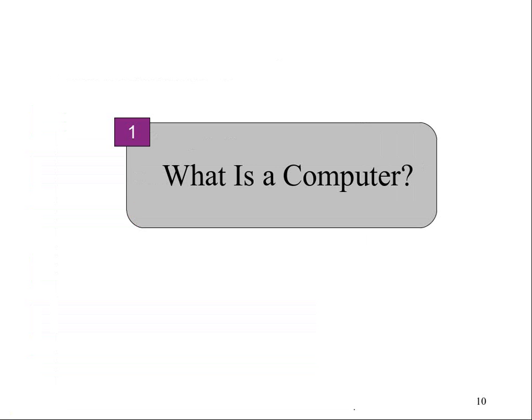What is a computer? Well, a computer's job is to process data. So we need to define what we mean by data. Well, data is any kind of information that can be converted to numbers that can be processed by a computer.